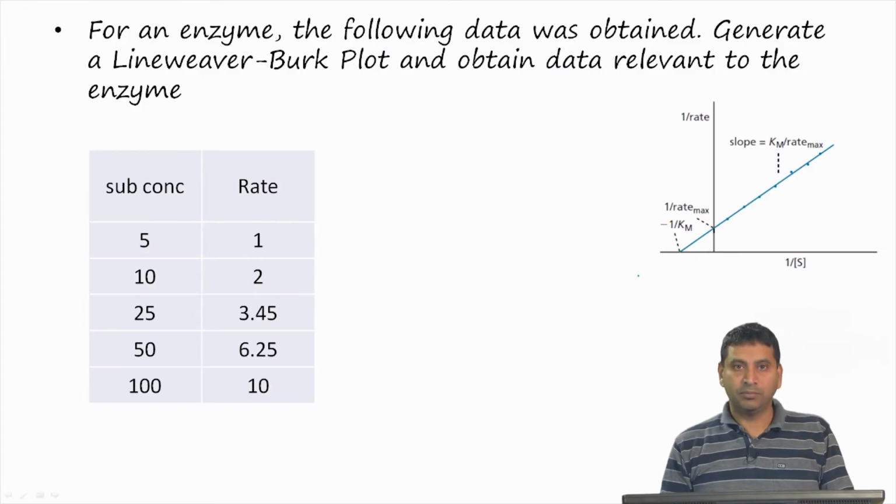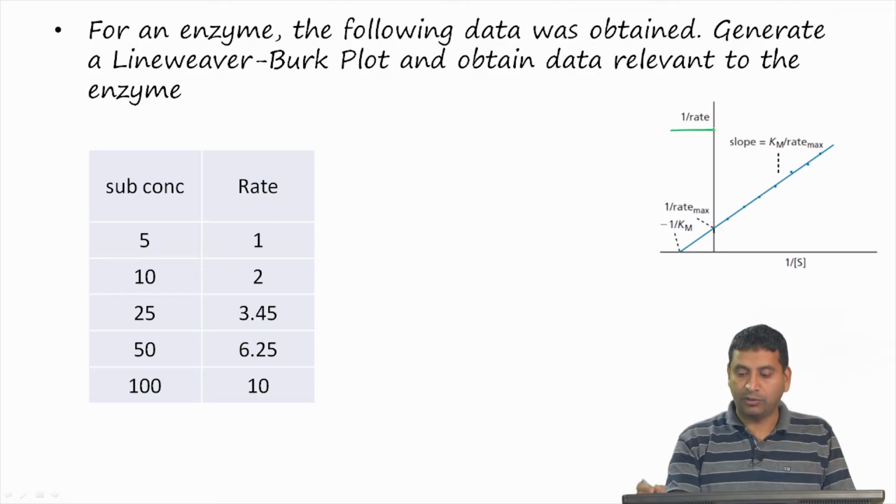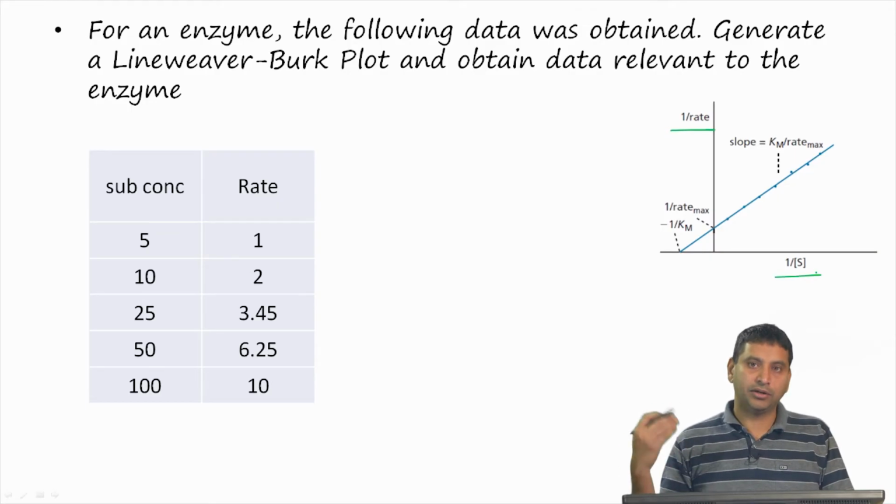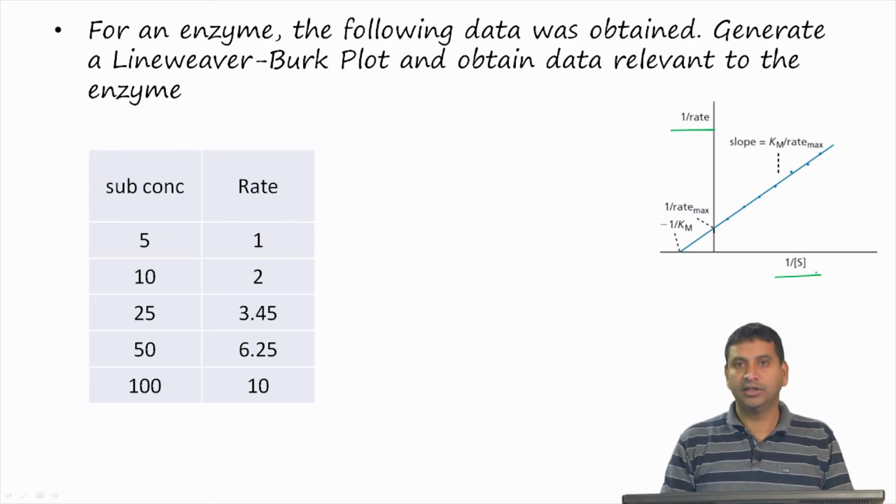Now, let us do some plotting. This plotting we will go through step by step, and we should be able to figure out a lot of things in the Lineweaver-Burk plot. Again, recall, the Lineweaver-Burk plot is a plot of 1 by rate versus 1 by substrate concentration. So, you have to repeat the enzyme kinetics experiment a number of times with various substrate concentrations, and then you measure the initial rate, and 1 by rate versus 1 by substrate concentration is the Lineweaver-Burk plot.